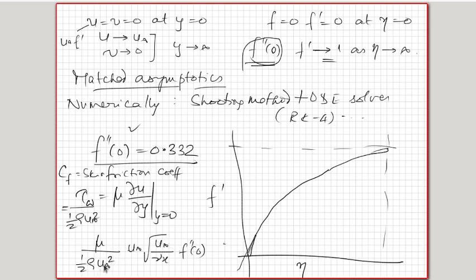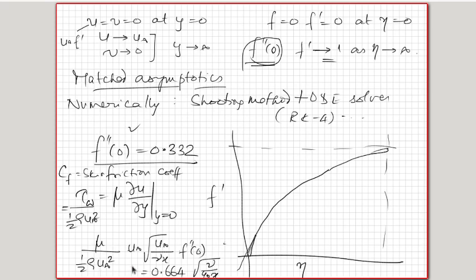So if I cancel these, I'll get a root of u infinity in the denominator, right? And mu by rho is nu, which is in the numerator. There is a square root of nu in the denominator, so there will be a square root of nu in the numerator, and this x will stay in the denominator. This half will become 2, so the 2 into 0.332 becomes 0.664, so this becomes equal to 0.664 multiplied by square root of nu by u infinity x.